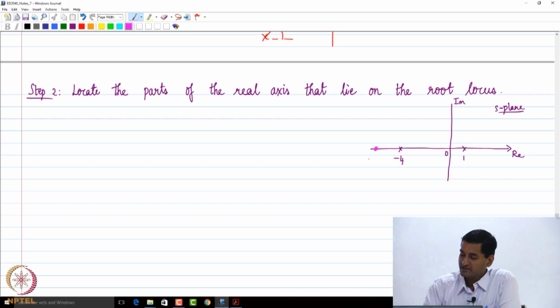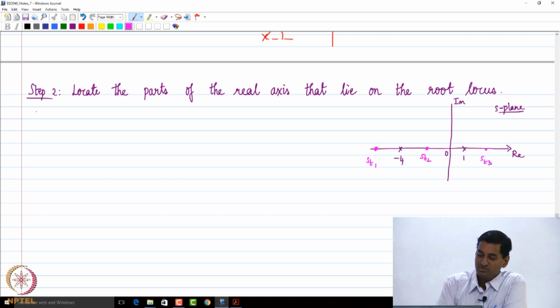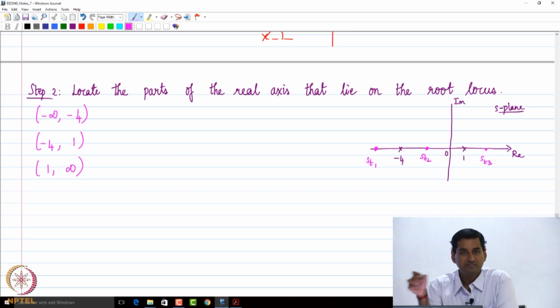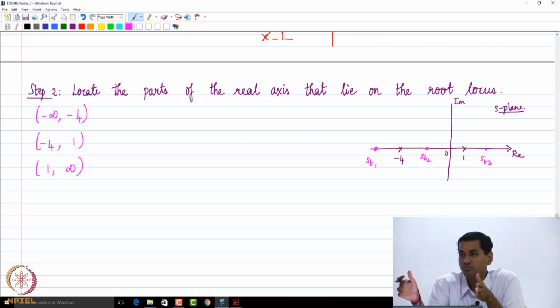Let's say ST1, ST2 and ST3, right. So you see that the open loop poles and open loop zeros divide the real axis into three regions, right: -infinity to -4, -4 to 1 and 1 to infinity. Do you agree? The real axis is divided into 3 chunks, right, in this example by the real open loop poles and real open loop zeros, right. So -infinity to -4, -4 to 1 and 1 to infinity, right.